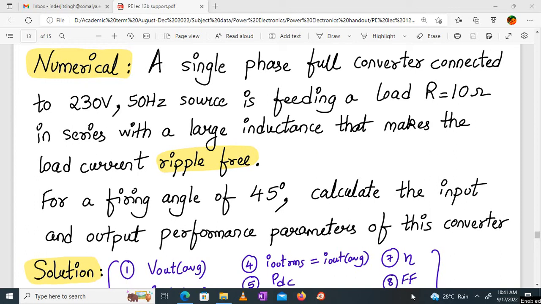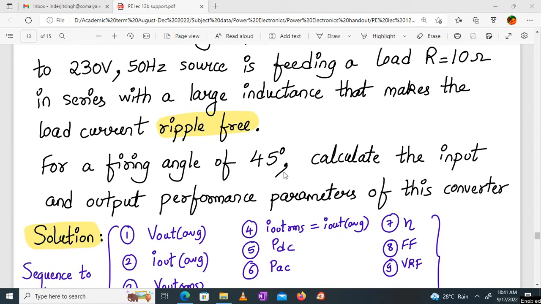A single phase full converter connected to a 230 volt 50 Hz source is feeding a load R, which is 10 ohms, in series with a large inductance that makes the load current ripple free. So basically it is a single phase full converter with RL load. For a firing angle of 45 degrees, calculate the input and output performance parameters of this converter.